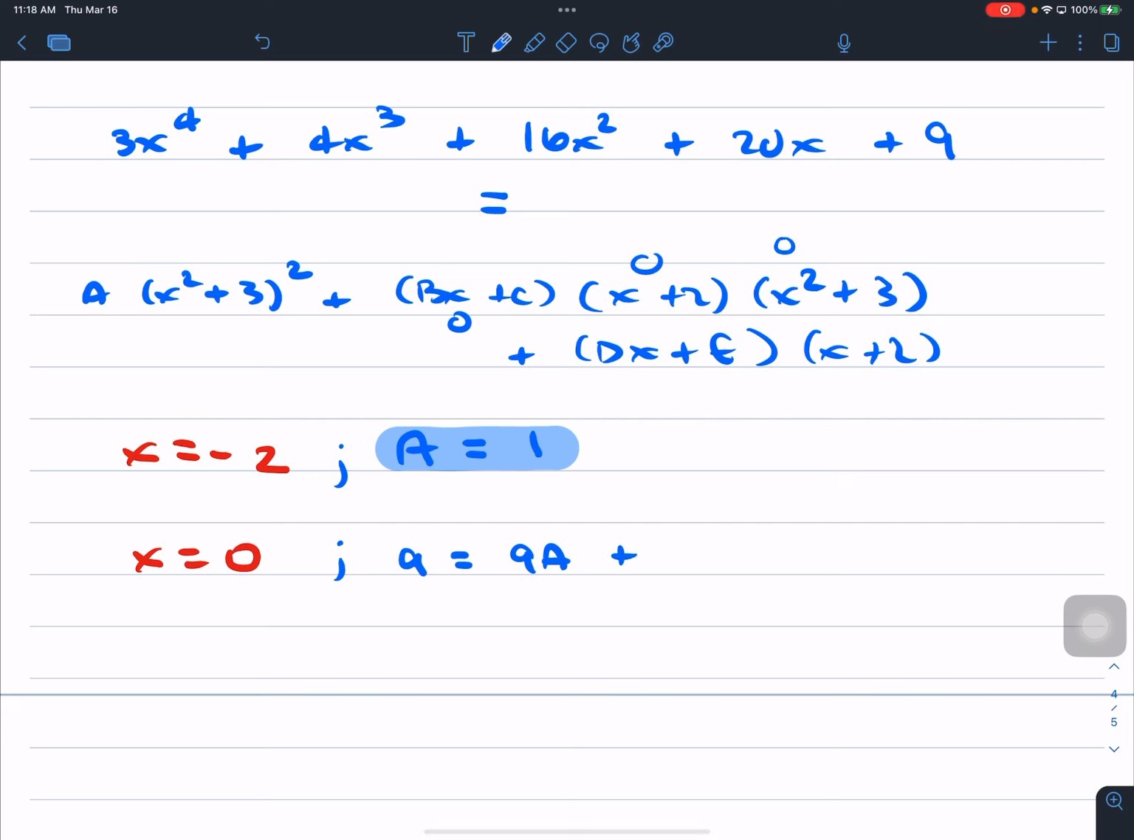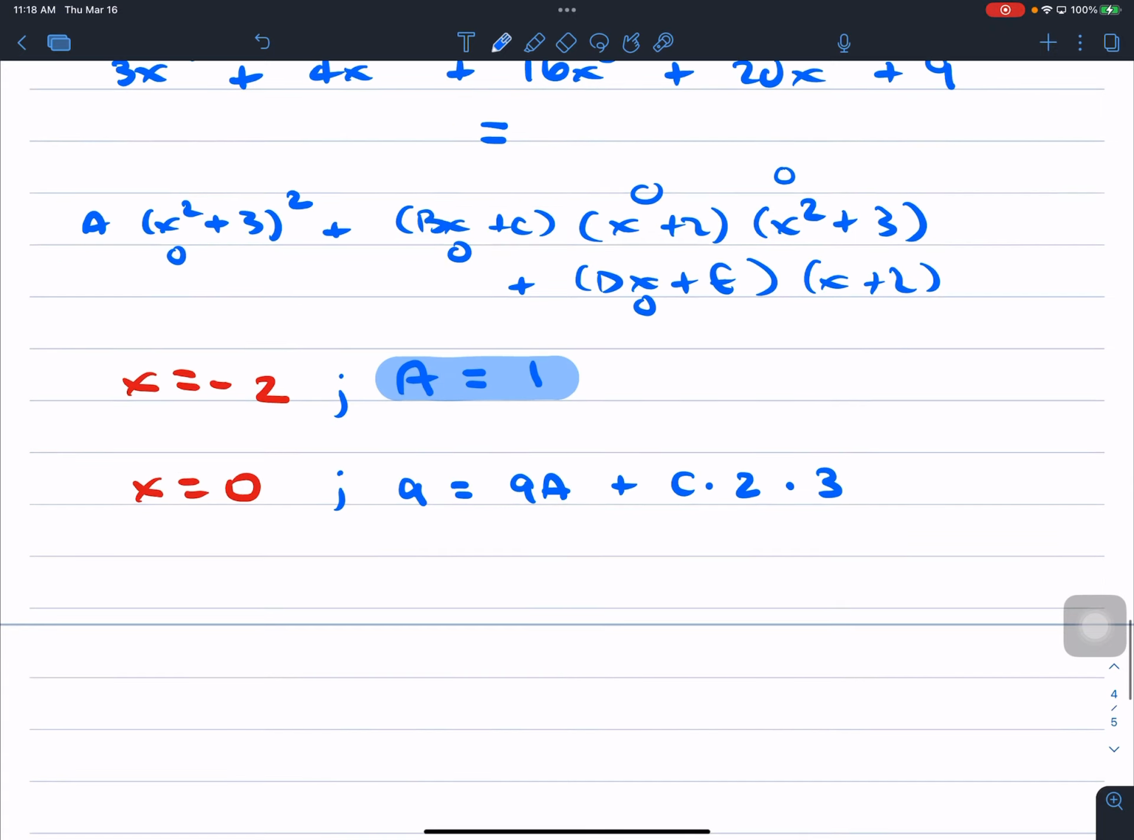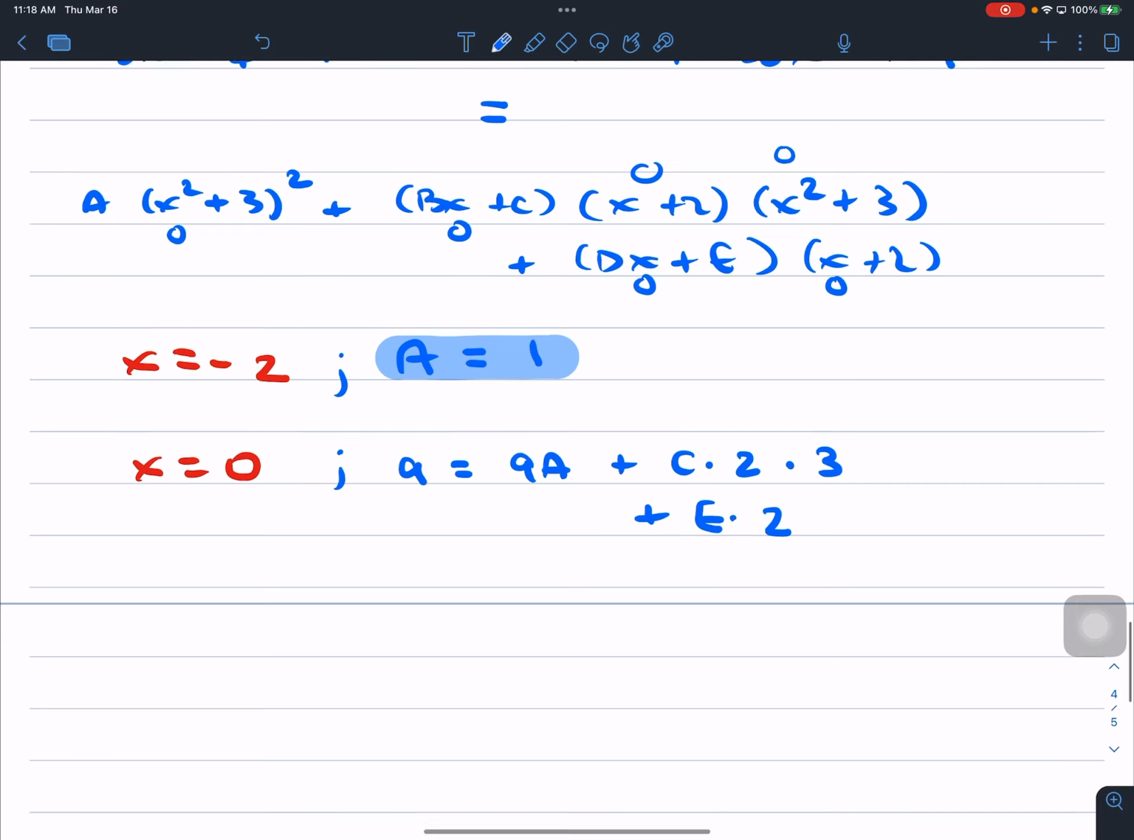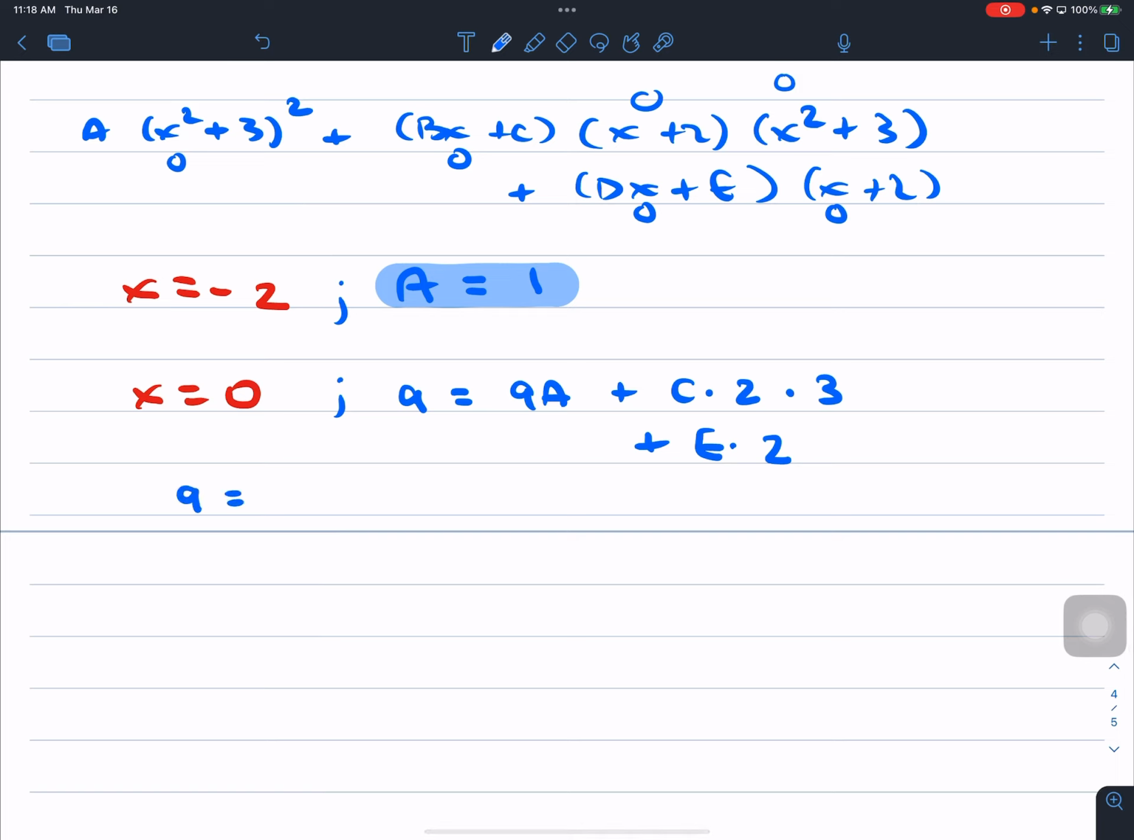Then that means c times 2, and it looks like it's b times 3. Is that true? So is that 6c? Okay. X is 0. Wherever there's an x, there's a 0 here. Okay. X is 0. So what is that going to be now? Plus what? E times what? 2. 9 equals what? 9a, 6c plus 2e.